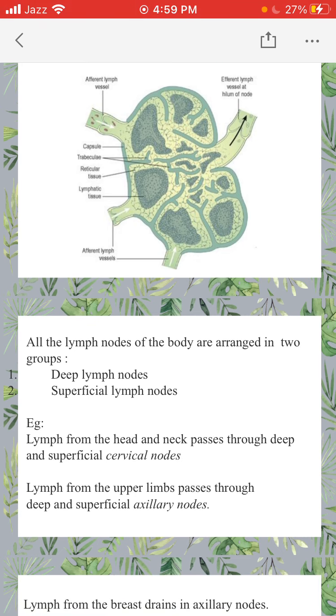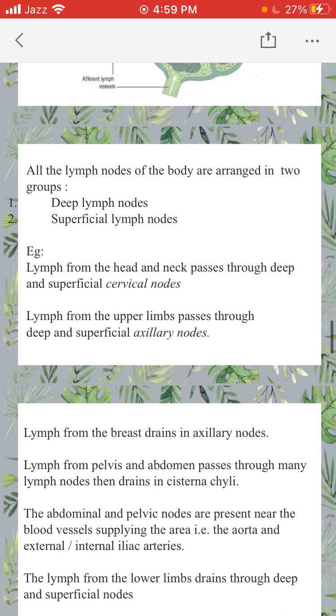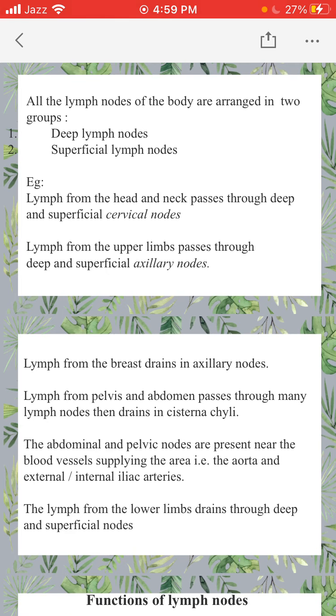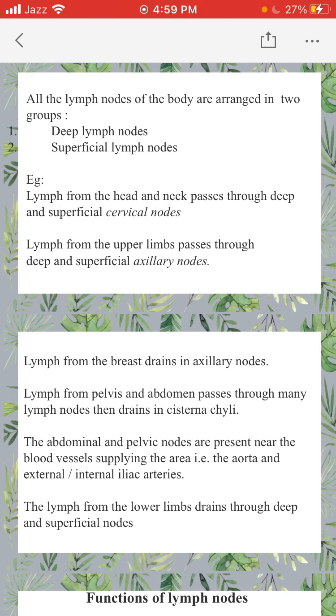Lymph from the upper limbs passes through the deep as well as superficial axillary nodes. These axillary nodes are present in the axilla. Lymph from the breast also drains into the axillary nodes. Lymph from the pelvis and abdomen passes through many lymph nodes and then drains into the cisterna chyli. Cisterna chyli is basically a dilated tube which collects all the lymph coming from the pelvis as well as the abdomen.